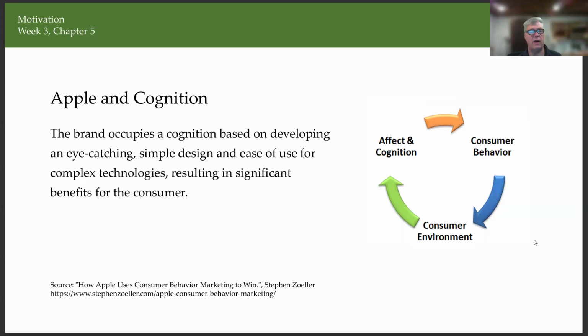Apple in cognition: the brain occupies a cognition based on developing an eye-catching, simple design and ease of use for complex technologies, resulting in significant benefits for the consumer. Eye-catching, simple design, ease of use for very complex technologies, resulting in significant benefits for the consumer. That's their pitch. That's their brand positioning.